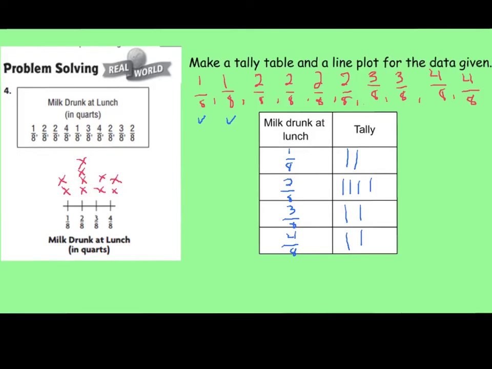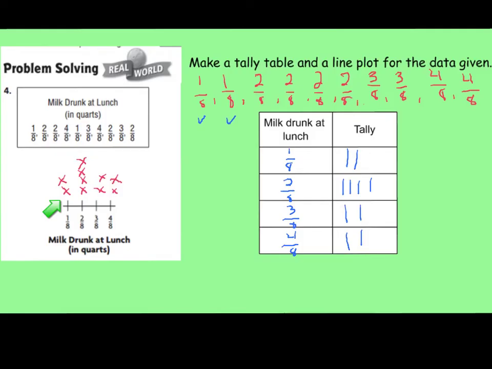Okay, so for your 2/8 fraction, you should have had 1, 2, 3, 4 tallies in that spot, because that was representing 4 students that drank 2/8 of milk at lunch. Then for your 3/8, you should have had 2. And then for your 4/8, you should have had 2 also, 2 tallies.